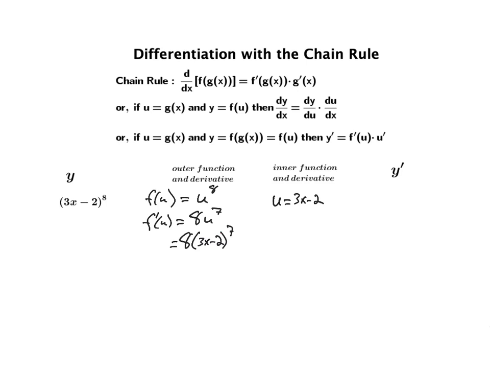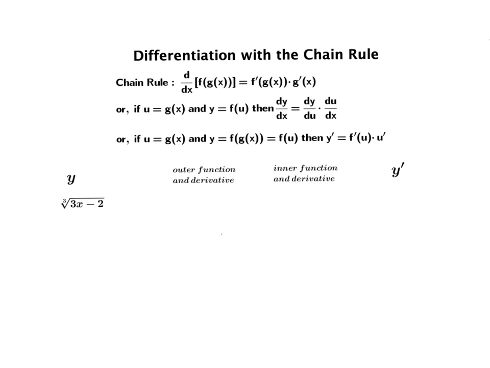Next, we'll look at the derivative of u. So u prime, in this case, is going to be 3. And finally, we'll find y prime. So y prime is going to be f prime of u times u prime. So that's going to be 8 times (3x minus 2) to the 7th power times 3. And we can simplify that. That's not too bad.